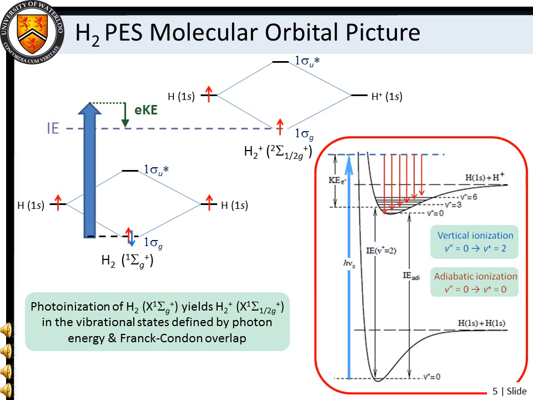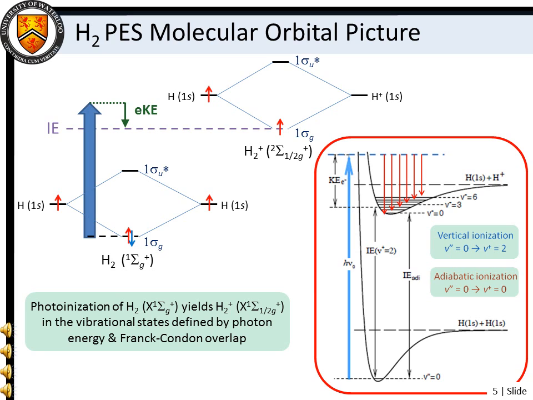This expectation is confirmed by the potential energy diagrams for H2 and its molecular cation, where we see that the ground electronic state potential energy curve for H2+ is more shallow and shifted to longer bond length relative to the neutral ground electronic state. As a result, the neutral ground state vibrational wave function has appreciable Franck-Condon overlap with a number of vibrational wave functions of the molecular ion. Thus we expect a distribution of photoelectron kinetic energies that is determined by the vibrational wave function overlap integral.